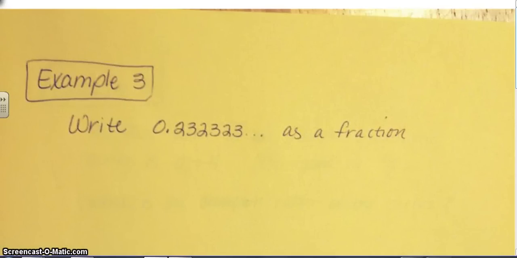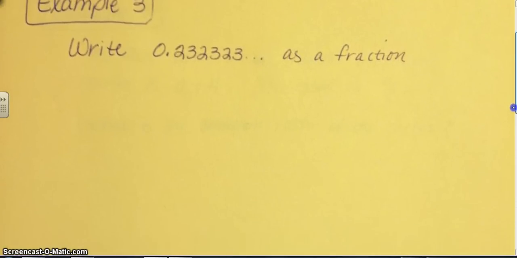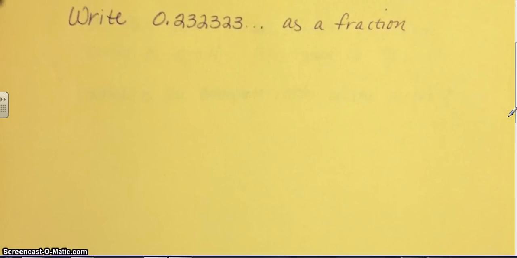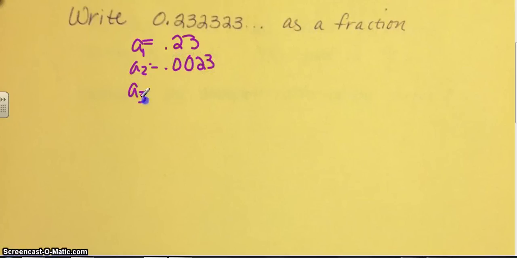Example number 3. This time we have a repeating decimal. We need to write it as a fraction. What we want to do is think about this as terms. So if I think that a sub 1 is equal to 0.23, a sub 2 is equal to 0.0023, a sub 3 would be 0.000023. You see how I'm getting the terms of this series.